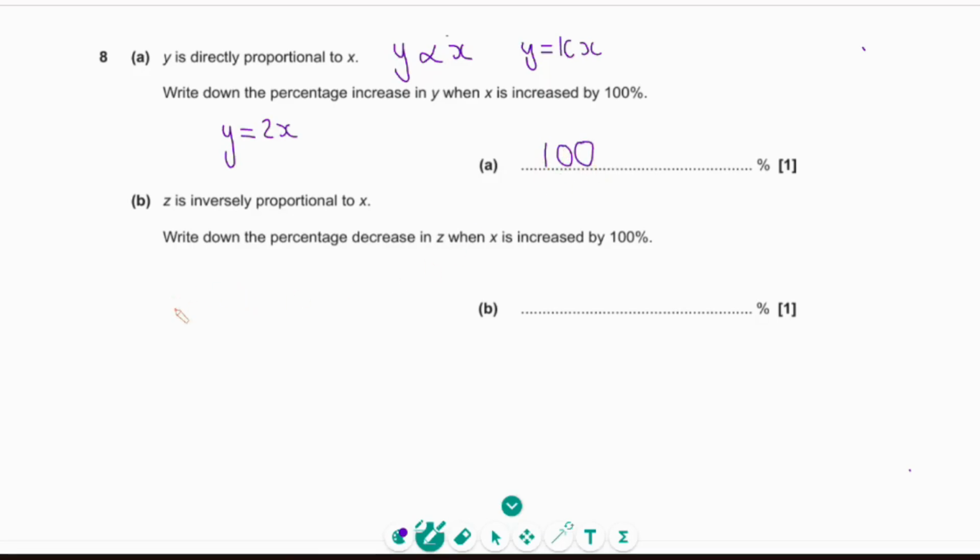Inverse proportionality means that as one variable increases, the other decreases. So if x were to increase by 100%, z would decrease by half. If one of them doubles, the other is halved. So it'd be 50%.